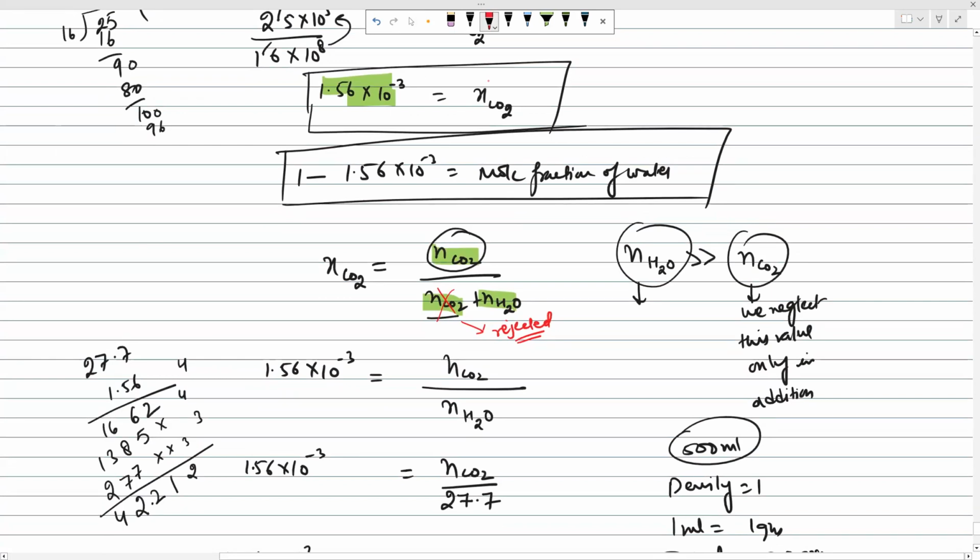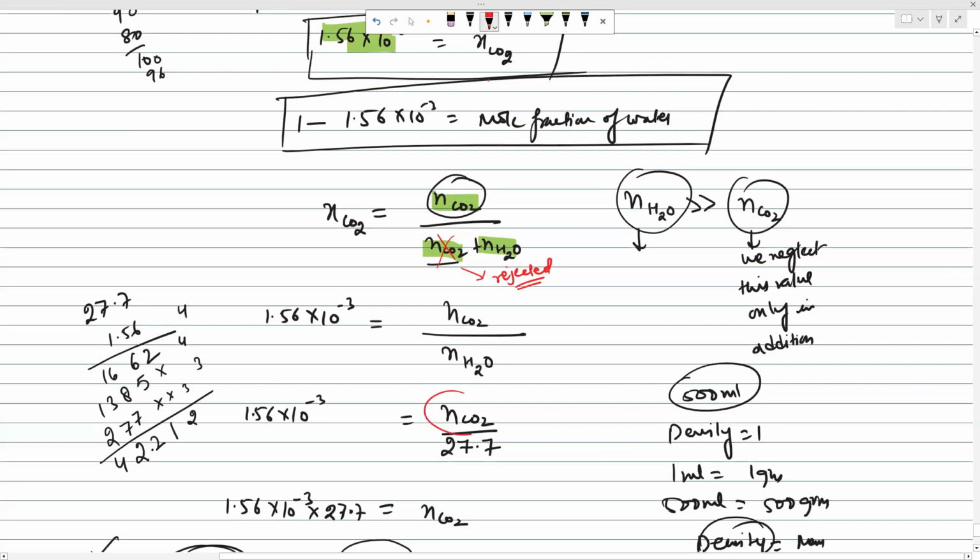Then we will keep the value here. We just add only when the number of moles of the solute is more. But it is very less. So we just reject this one. We just write here the mole fraction of CO2 is number of moles of CO2 upon number of moles of water. So we need to find out this value.